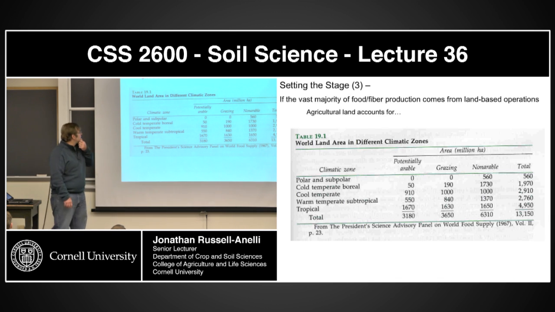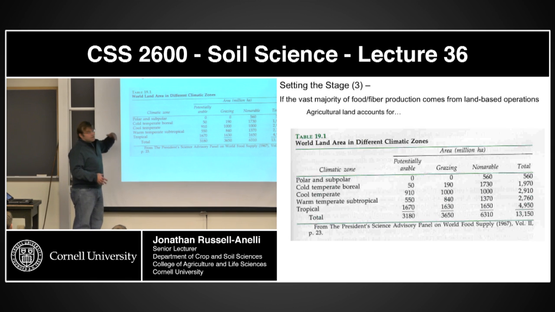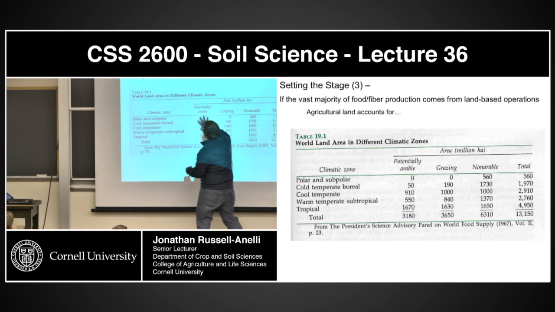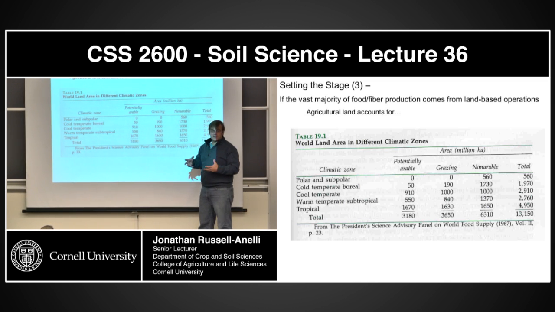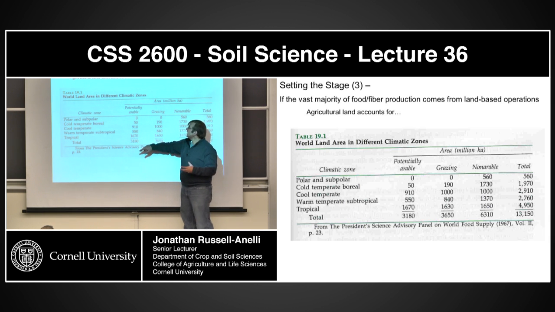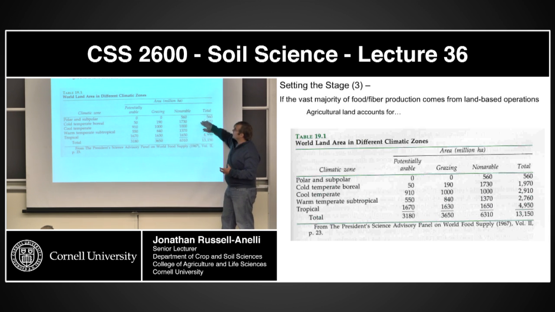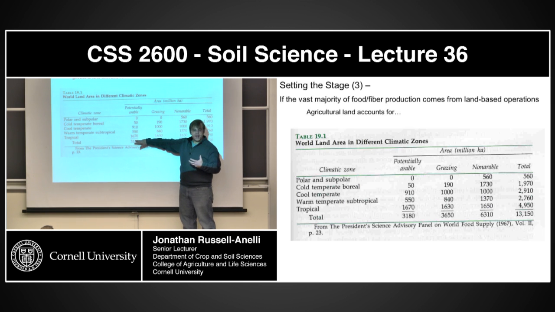The next thing to consider, if we're talking about food, is where the food is being produced. Most of the food is being produced on land, and it is; food, fiber, and fuel is mostly on land. Where are we counting that land? These are the climatic zones here: polar, subpolar, cold temperate, cool temperate, warm temperate, and tropical. This line tells you, of the millions of hectares out there, how much is arable. And then of that arable, what's grazing, what's non-arable. Potentially arable. When we say arable, we really mean under the plow.